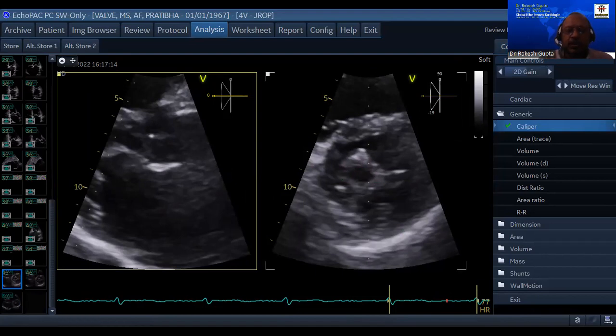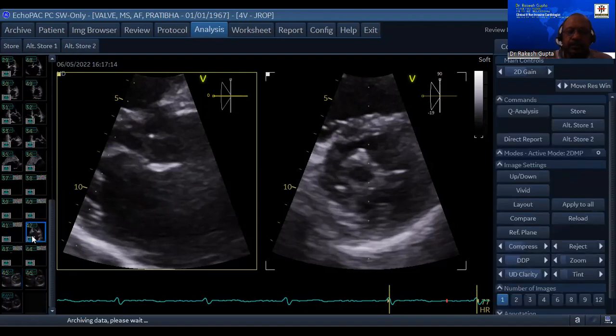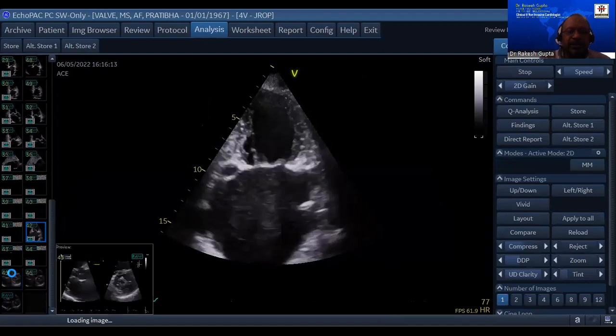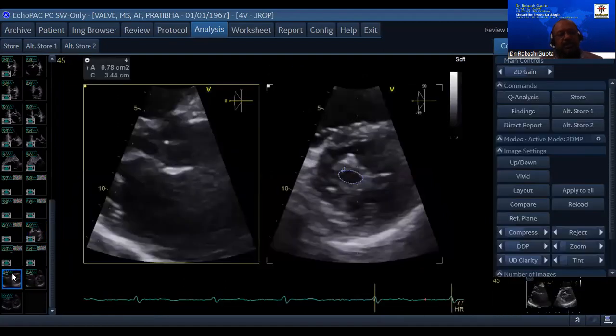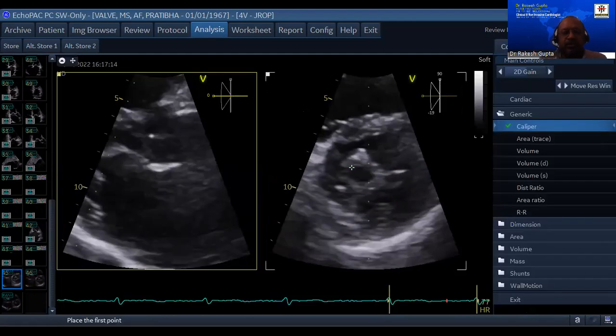What else, Manik? I see there is a fusion of commissures, right? What else? Tell me other features of mitral stenosis. We saw the fusion of commissures, and we look at fusion of commissures in the parasternal short axis view at the mitral valve. Okay.